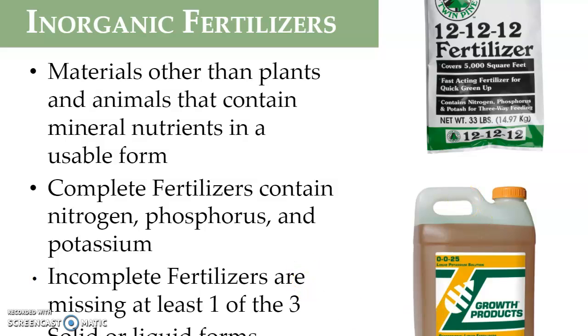Now here's a liquid fertilizer. This one happens to be an incomplete fertilizer. It says it is a liquid potassium solution, and the numbers are 0, 0, 25. That means it contains 0% nitrogen, 0% phosphorus, and 25% potassium. Okay, so this is an incomplete fertilizer. This one is a complete. These are inorganic fertilizers. They don't come from plants and animals.